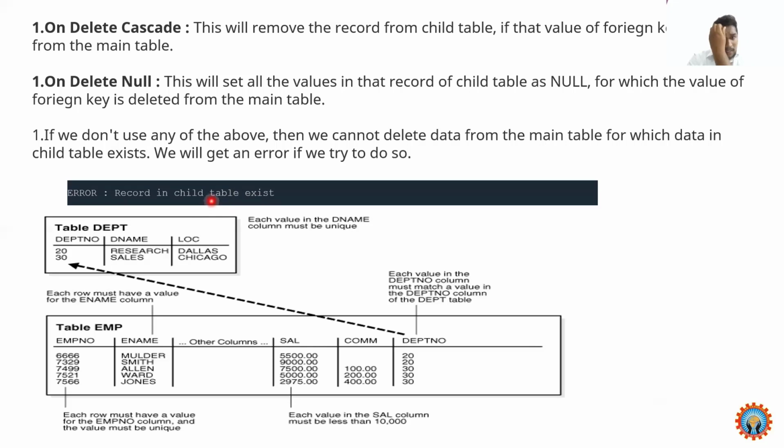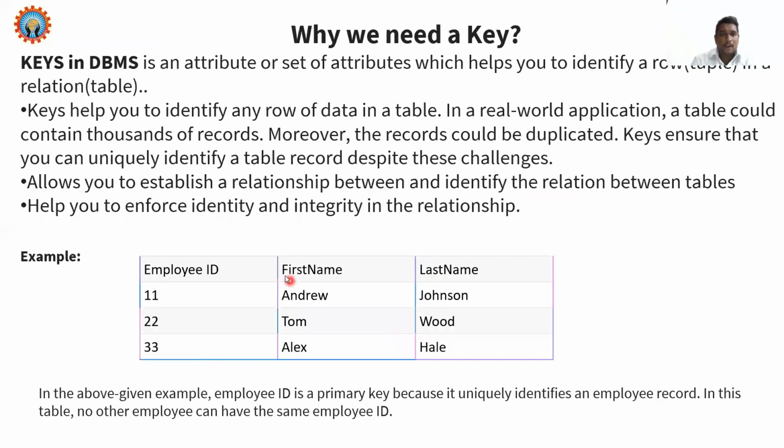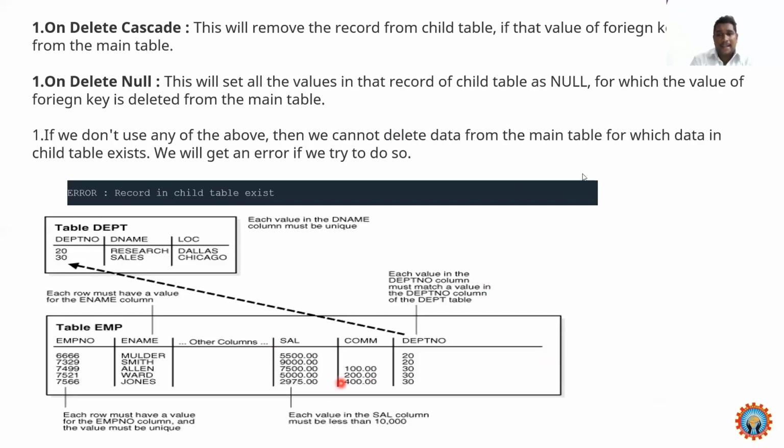Okay, clear. This is an example. I have a table department with department number and department location, and a table employee with employee number, name, salary. Here, duplicate data available means it is a reference data, and unique data available means it is a primary key data. I hope you understand the concept of the referential integrity constraint.